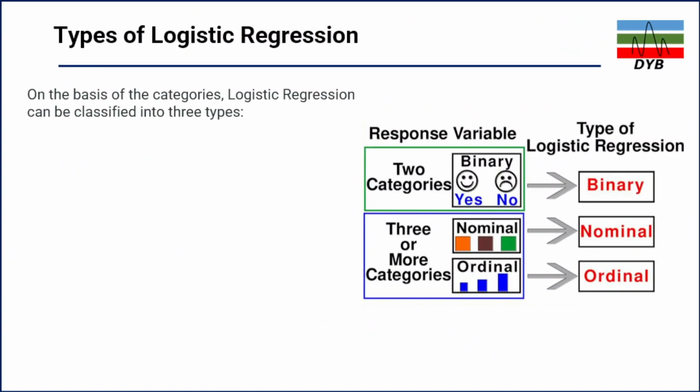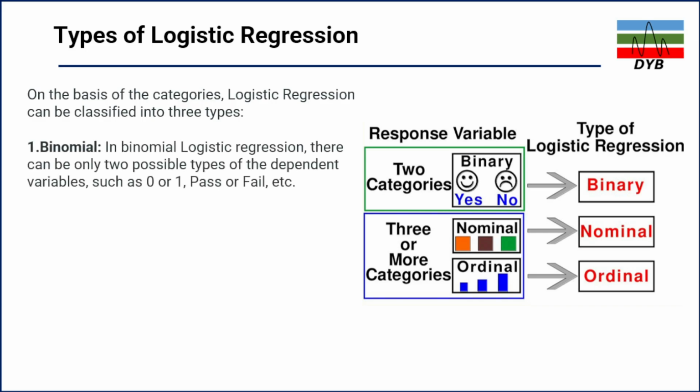Obviously there are different types of logistic regression. Basically there are three main types. The number one type is binomial regression, also called binary regression. In this type of logistic regression, there can be only two possible types of dependent variables, such as 0 and 1, either pass or fail. Like in this case, two categories. So if we have either yes or no, this is called binary logistic regression.